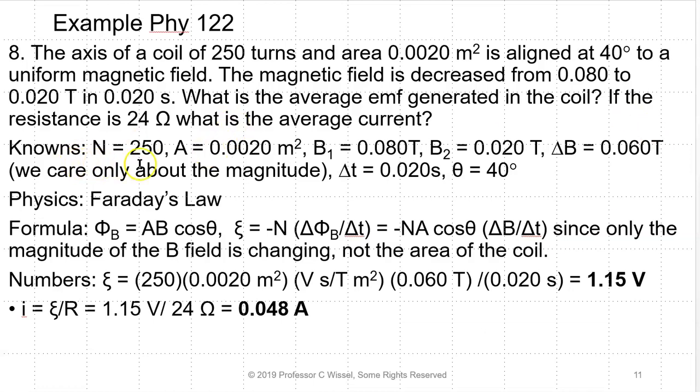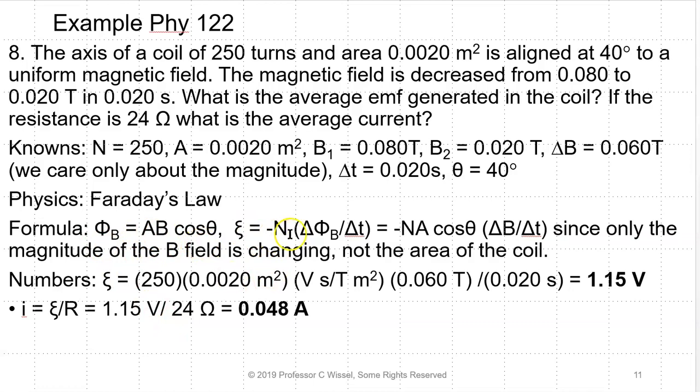We write down our knowns. N equals 250. Area is 0.0020 meters squared. B1 is 0.080 Tesla. B2 is 0.020 Tesla. The change in magnetic field is just a subtraction of those two, and it's 0.060 Tesla. Again, we only care about the magnitude here. The time lapse, delta t, is 0.020 seconds, and theta is 40 degrees. The physics of this is Faraday's law. The formula is Φ_B equals AB cosine θ.